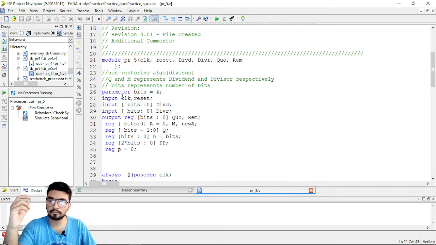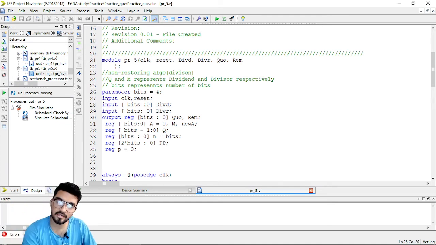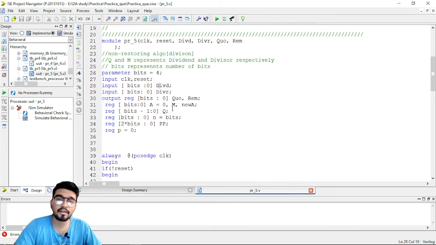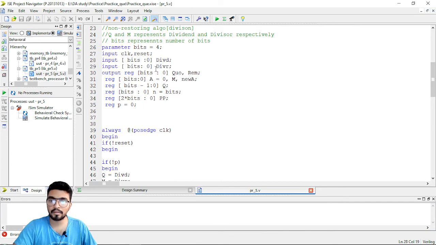The parameter I mentioned: the bits in the system are parameterized, so we can have as many bits as the division requires. You only have to change this bits value. If it is 5 bits, you write 5 here. If it is 10 bits, you write 10 here, and that will perform the entire division. For this particular implementation, the value of bits is taken as 4, but you can have any number of bits, 5, 6, 7, 10, 12, 15, whatever you want in your system. Inputs and outputs must also be according to the number of bits present.